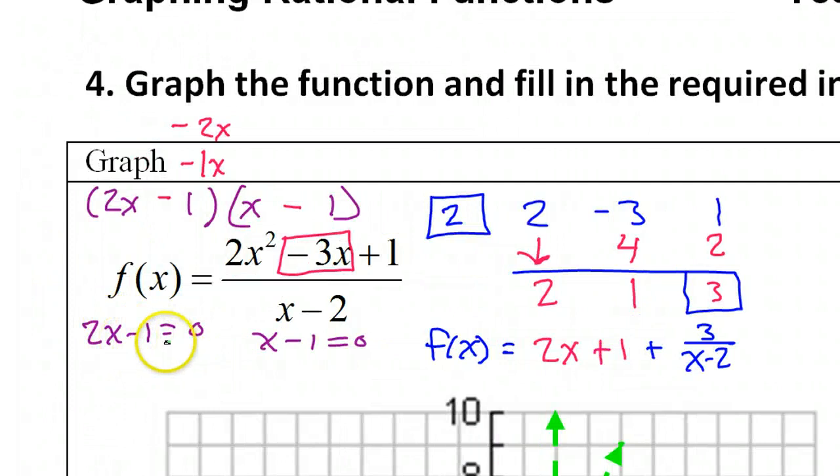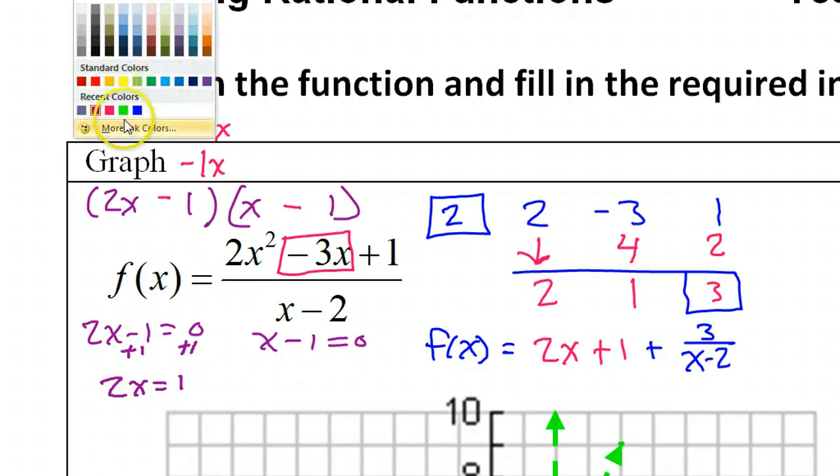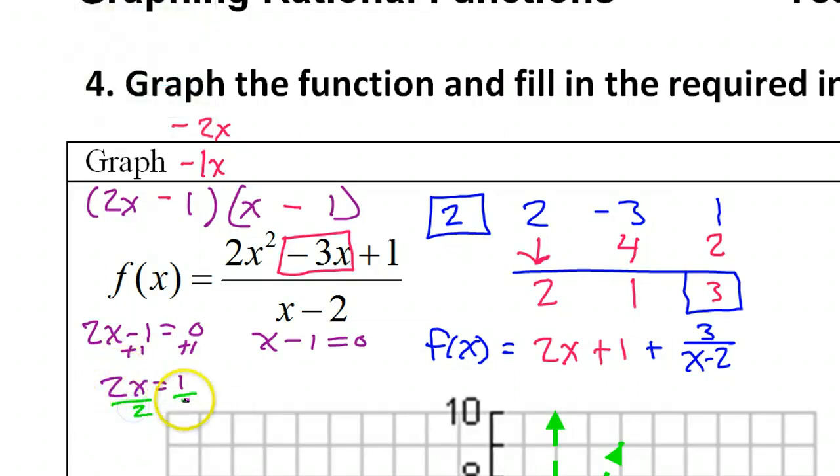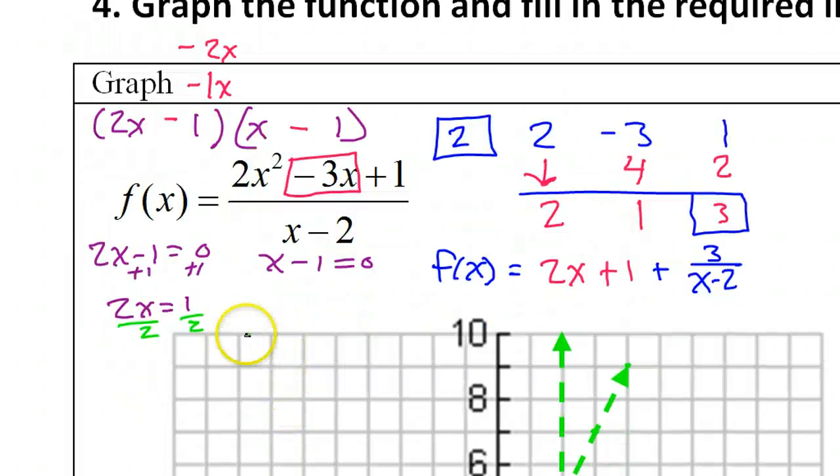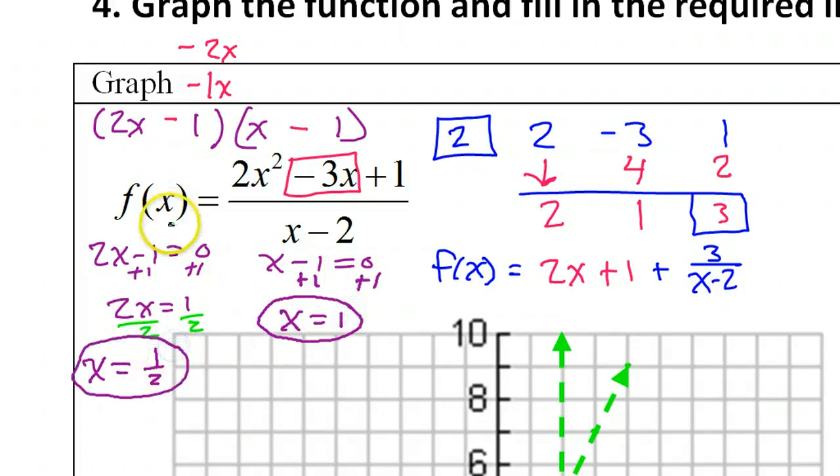Okay, adding 1 to both sides gives me 2x equals 1. Dividing by 2 gives me x equals 1/2. Okay, over here I'm just adding 1 to both sides and getting x equals 1. Okay, so I let y equal 0 and I got these x values. So these are my x-intercepts at 1/2 and 1.